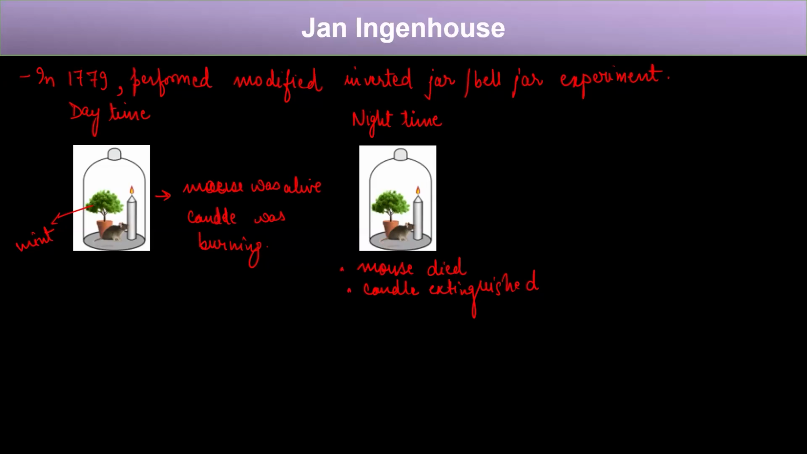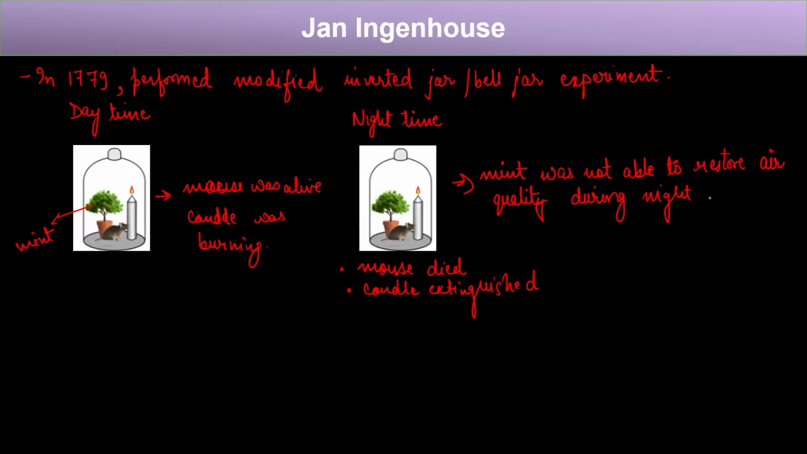The question is why? What conclusion can one draw? One can say that the mint that was restoring the quality of air during the daytime was not able to do the same thing during the night time. The mint was not able to restore air quality during night time, right?